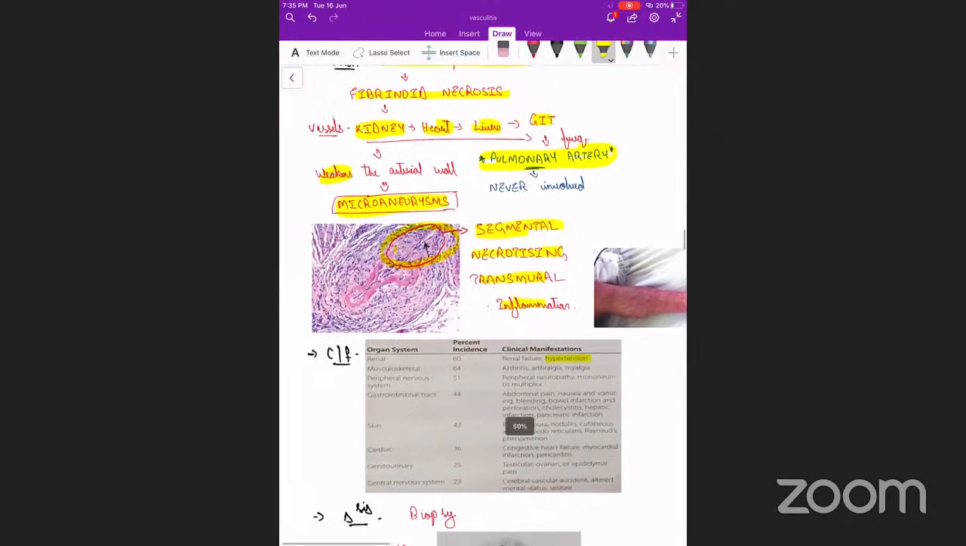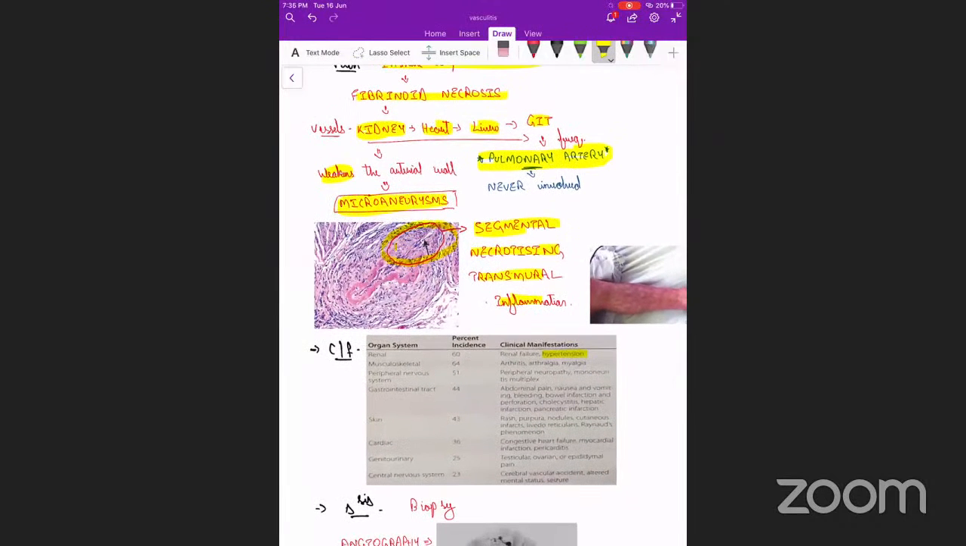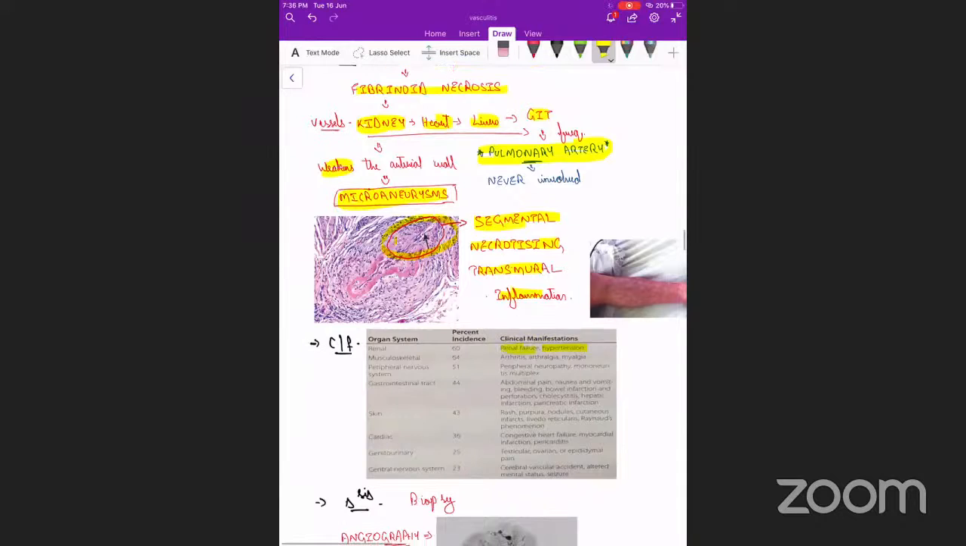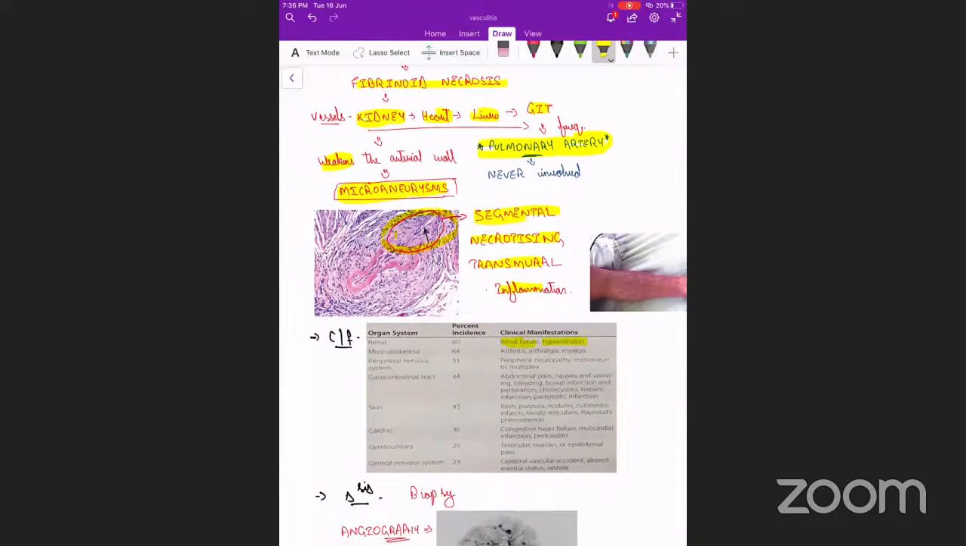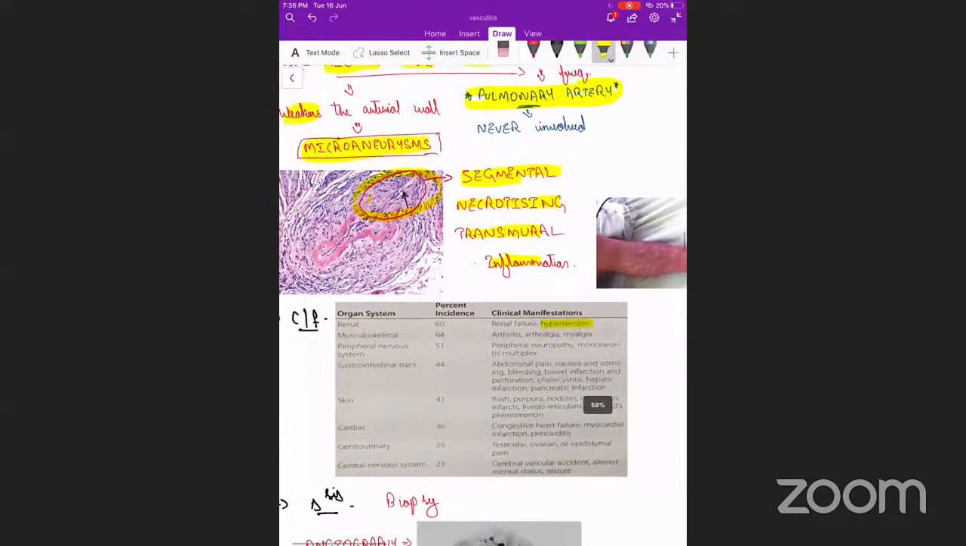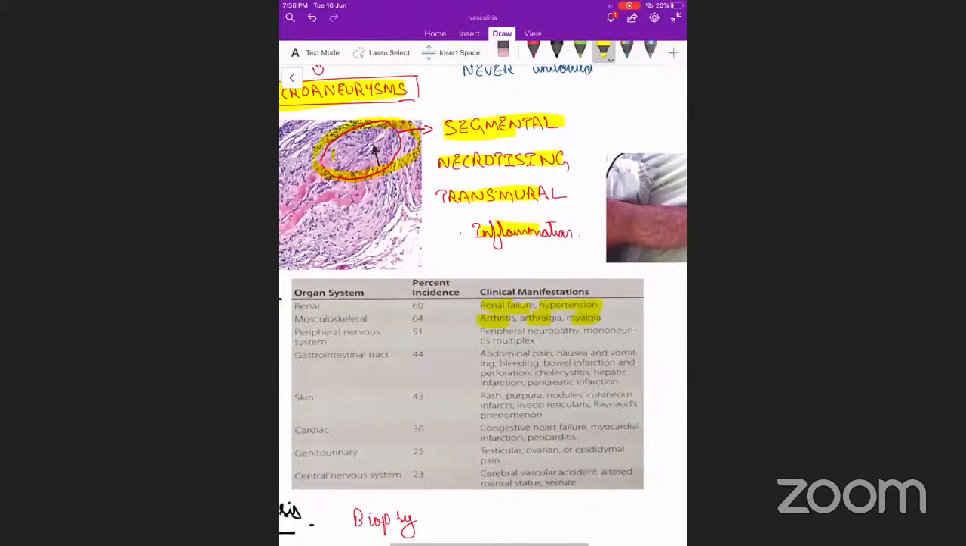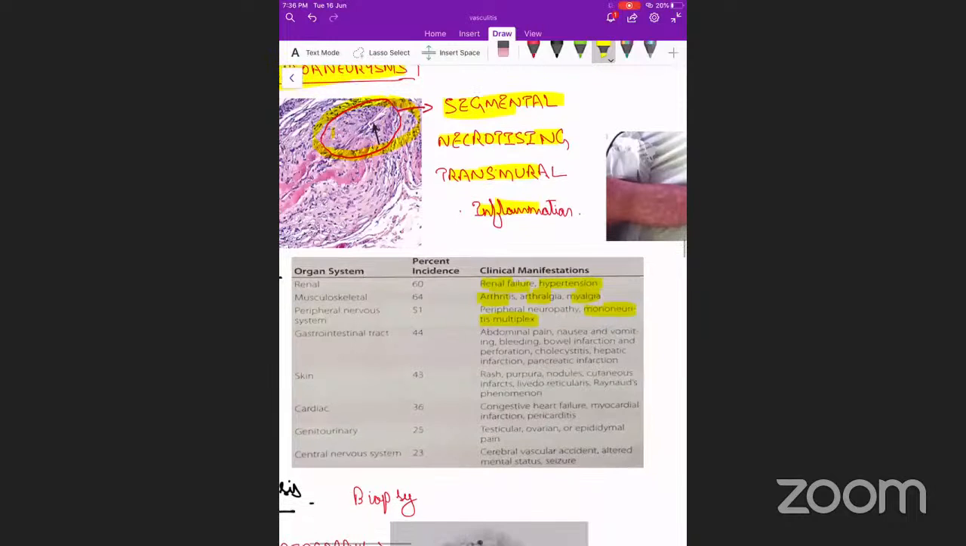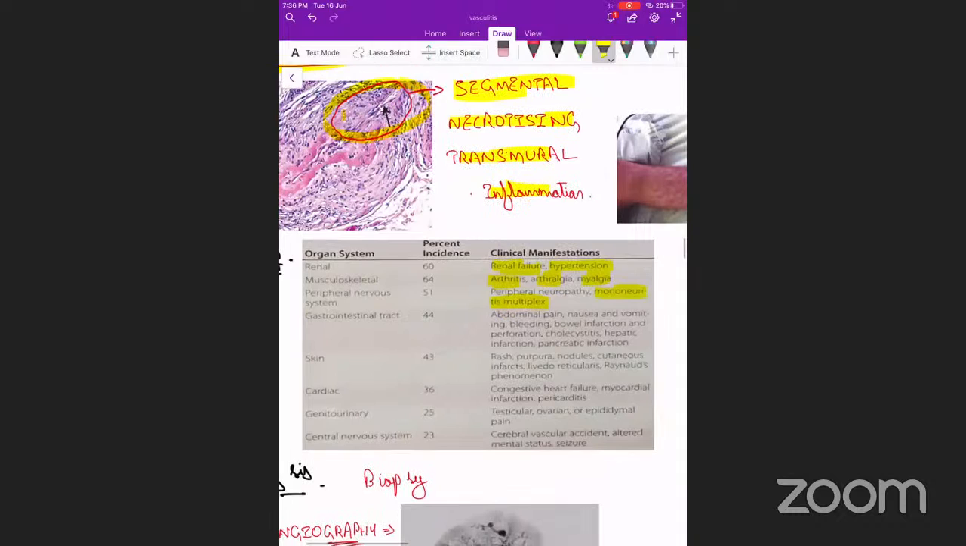So clinical features, what do we see? Maximum, we saw that kidney is involved. What happens? Microaneurysms that will lead to renal failure later on, initially hypertension, hematuria, and all these things. And arthritis can be there, arthralgia can be there, myalgia can be there. Again, what is important, neurological manifestation is mononeuritis multiplex. This is a very important manifestation along with peripheral neuropathy. GIT can get involved. If GIT, abdominal pain, nausea, vomiting, all those things will be there.